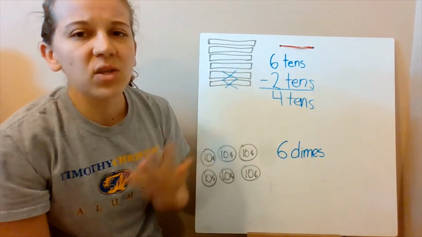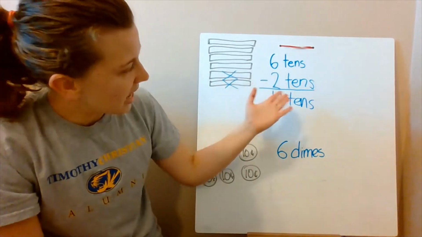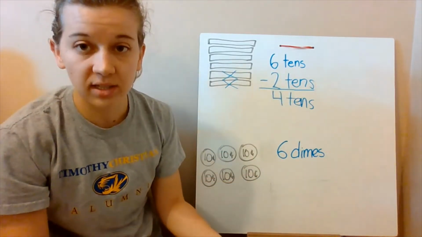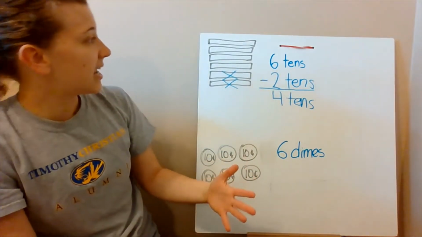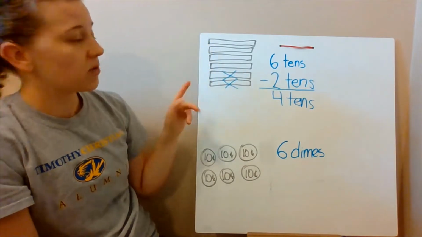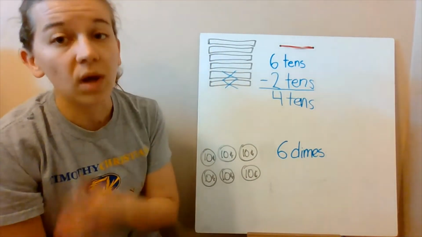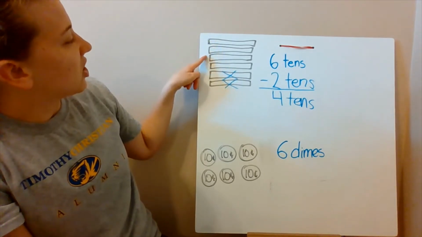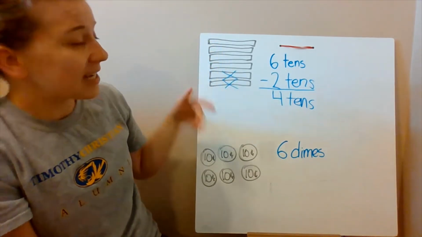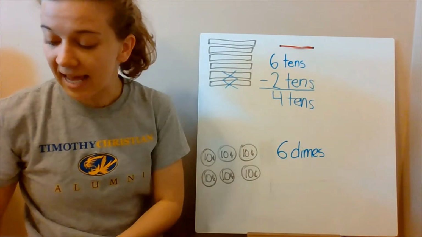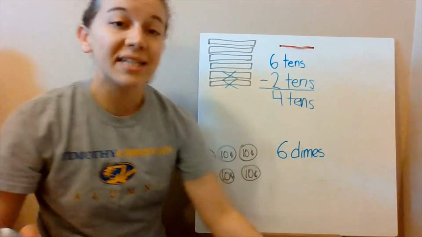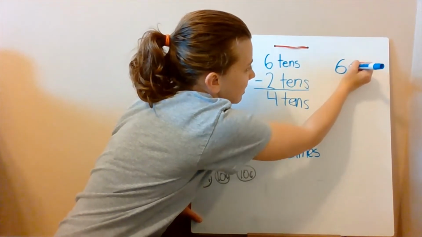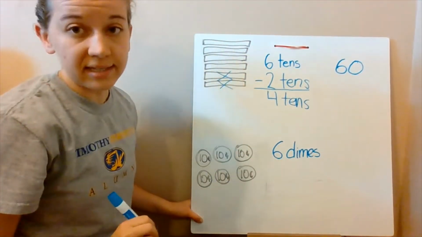6 tens minus 2 tens equals 4 tens. But instead of having the word tens there, we can write 6 tens with digits, right? What is 6 tens equal to? So these 6 ten rods, what is that equal to? Well, why don't we count by tens and find out? 10, 20, 30, 40, 50, 60. Okay, so 6 tens is equal to 60. So over here, we're going to put 60.